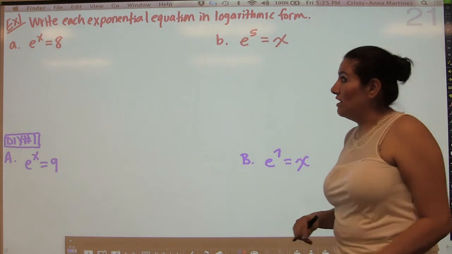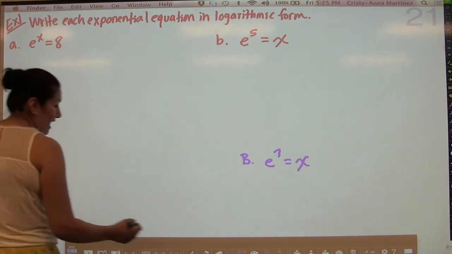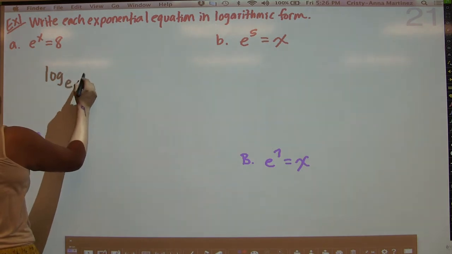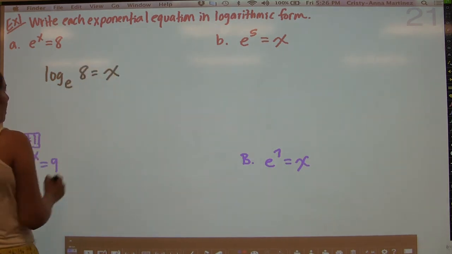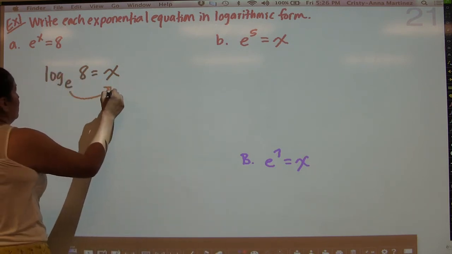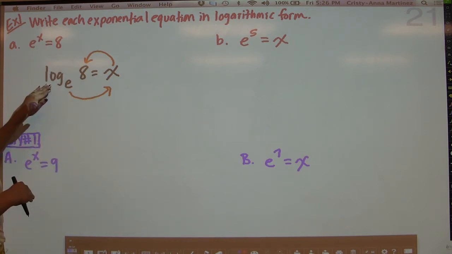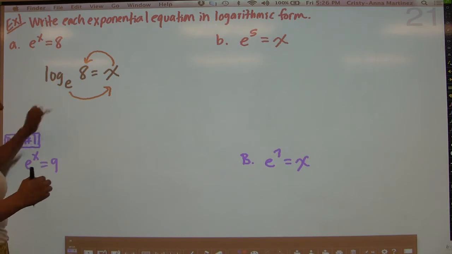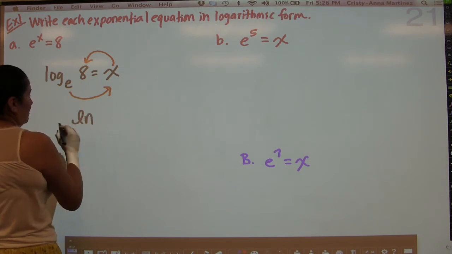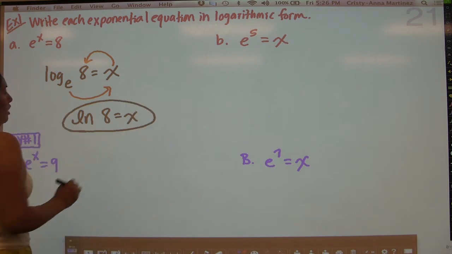So the first thing we want to do is write the exponential equation in logarithmic form. You will remember that I had that little diagram for you. So what we want here is log base e of 8 equals x, because we have e to the x power equals 8. So to put it in a log, you would write it this way. But instead of writing log base e, we're going to get rid of the log base e and write ln, which is the same thing as log base e, of 8 equals x. So this is my logarithmic form.